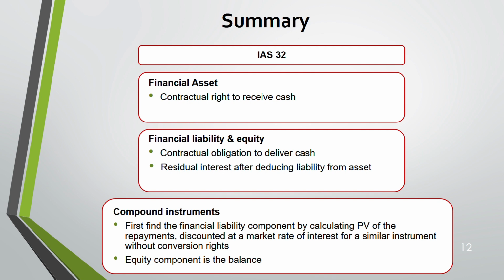Coming to compound instrument. Compound instrument means it has both the features of debt and equity in that instrument. For example, a convertible bond, a bond which you can convert to shares, right? So when you're working out compound instruments, you first need to find the financial liability component. How? By calculating the present value of that repayment discounted at the rate without the conversion. And then you find the equity component, that is the balancing figure. We have just done a question on this, right?